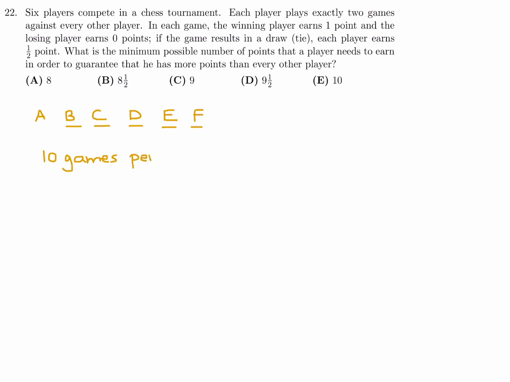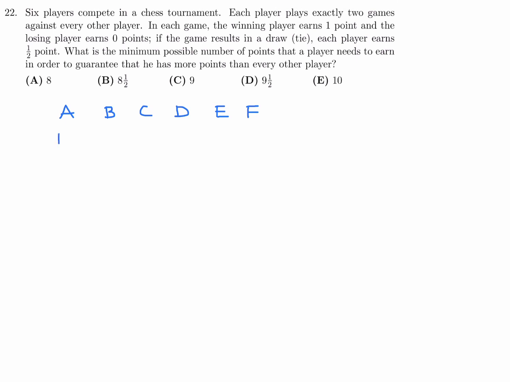So what we have to do is create some scenarios, looking at the answer choices, see which one of these work and which one of these don't. And I guess take it from there. So let's do that. Let's start off with A, B, C, D, E, and F, and let's try to make somebody have 10 points, and let's see if that guarantees that he will have more points than everybody else.